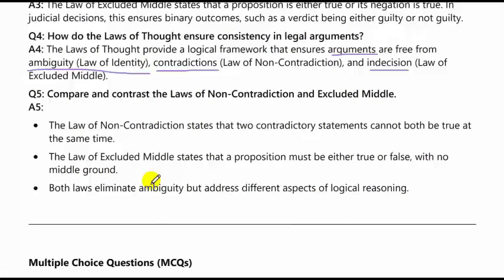Next, compare and contrast the laws of non-contradiction and excluded middle. The law of non-contradiction states that two contradictory statements cannot be true at the same time. The law of excluded middle states that a proposition must be either true or false with no middle ground. Both laws eliminate ambiguity but address different aspects of logical reasoning.